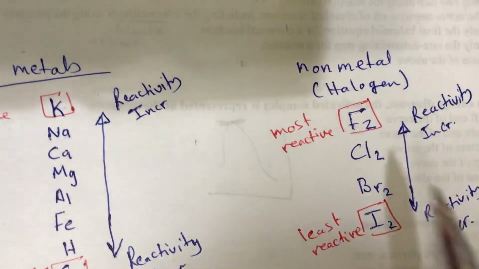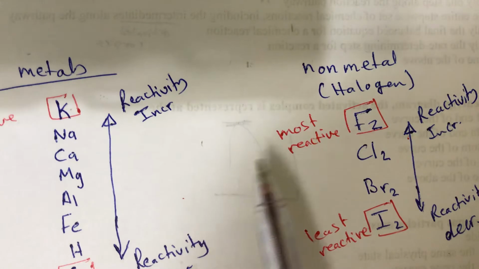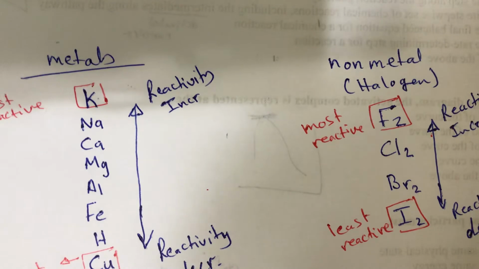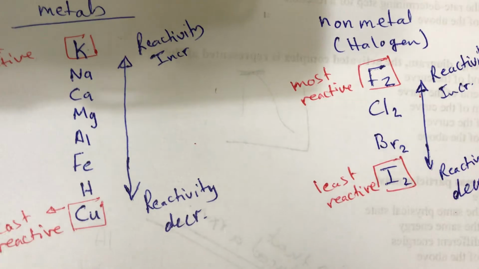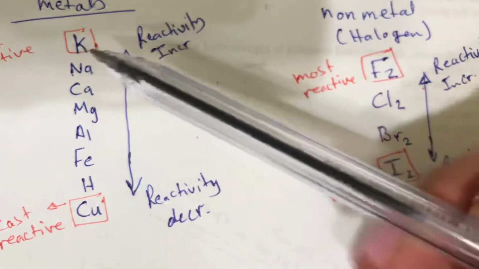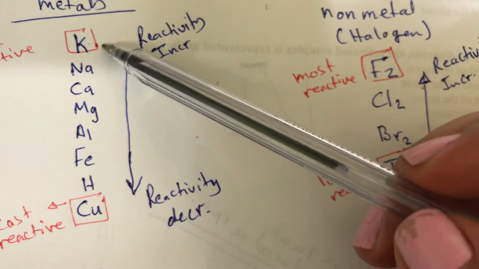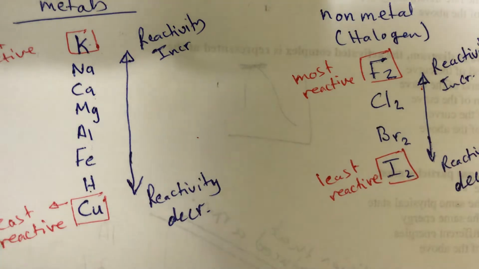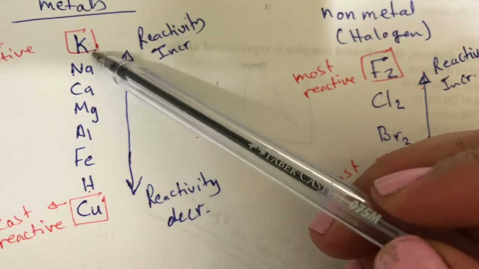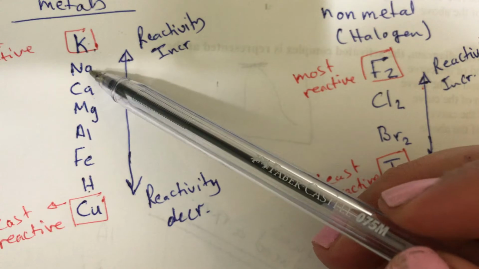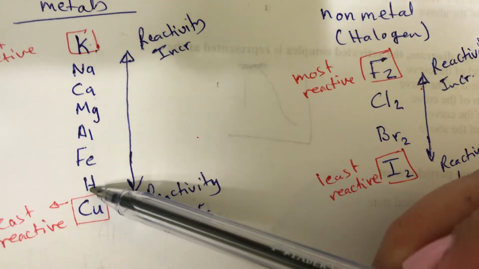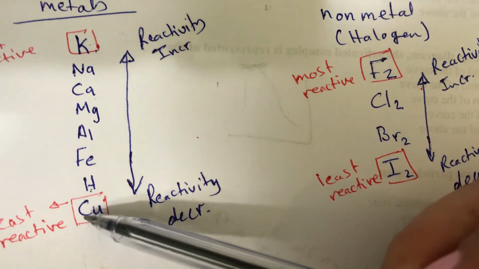So an activity series helps determine what element will displace another in a chemical reaction, and whether a chemical reaction will occur or not. How? Here you have to know that an element can replace all elements below it but not above it. For example, potassium can replace sodium in a compound, or calcium, magnesium, aluminum, iron, or hydrogen from water or acid, or copper.